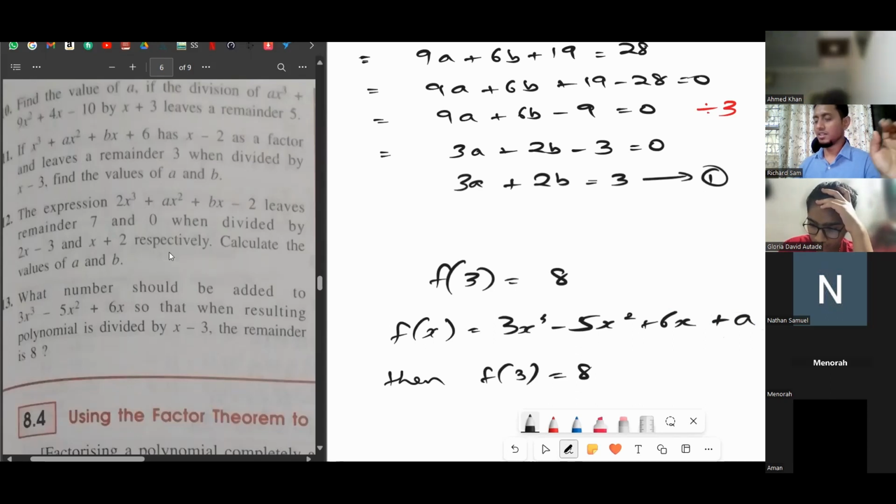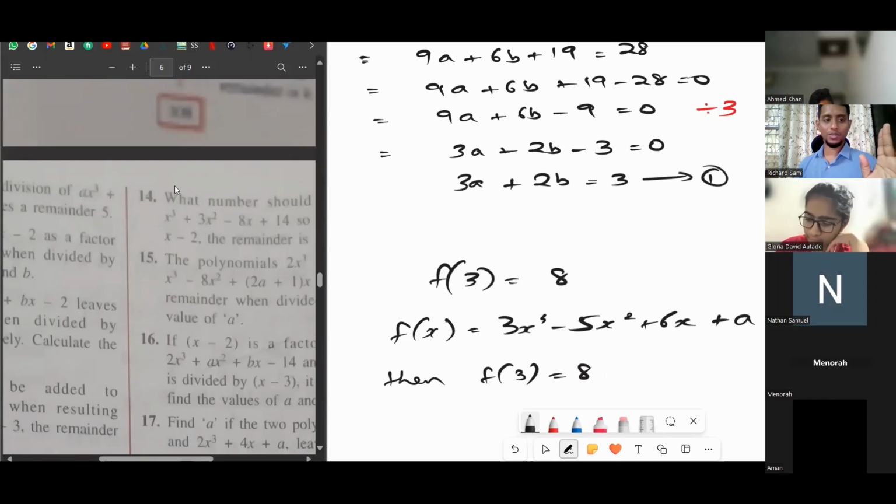To this polynomial is actually only this much. But when you add this a, then the remainder will be f of 3, which is equal to 8. So same like before, you will just substitute 3 over here in place of x, and you write here equal to 8 and find a. Everyone clear with this? Yes, Leah?